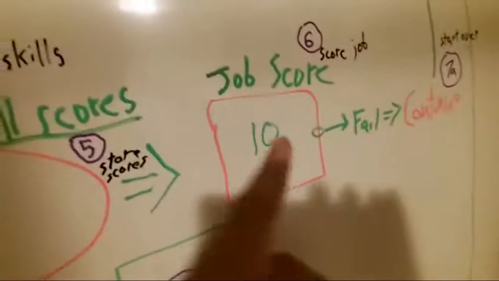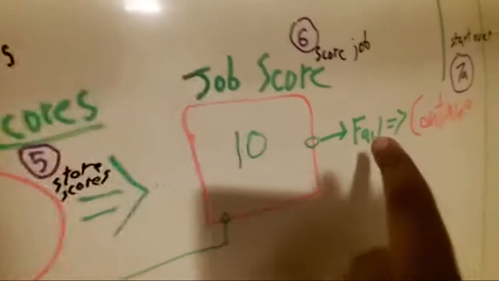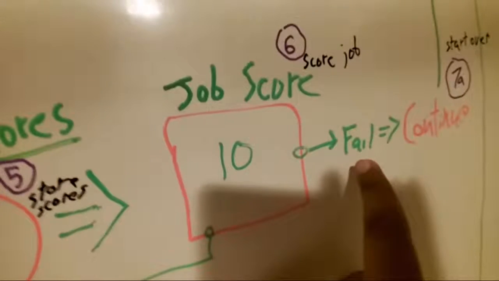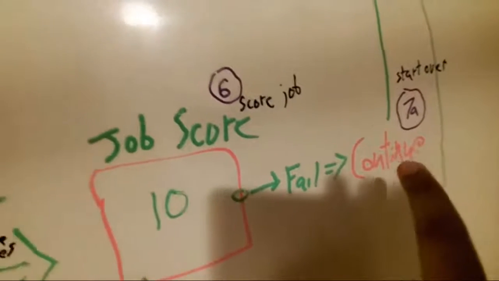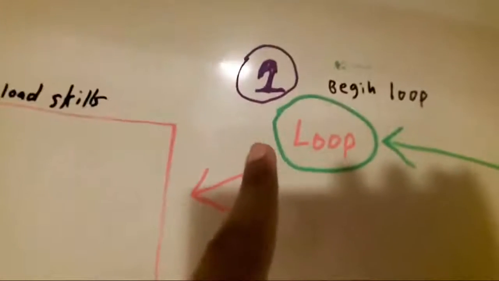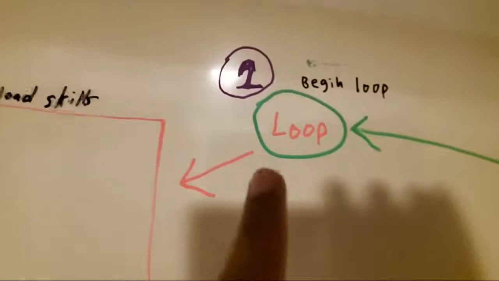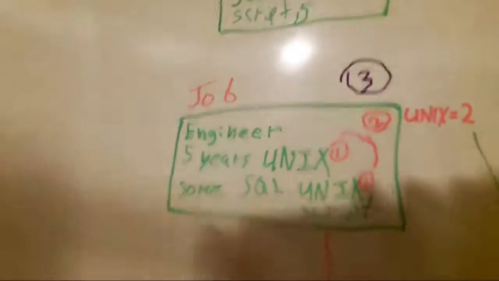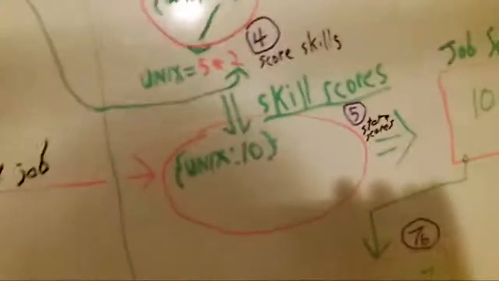Now, if the score is below a certain threshold, that'll be a fail condition. Then we're going to go to continue. Continue basically starts over the loop. So we're going to go right back to the top. And at this point in time, we're going to allow the user to load another job description and start the whole process all over again, right?